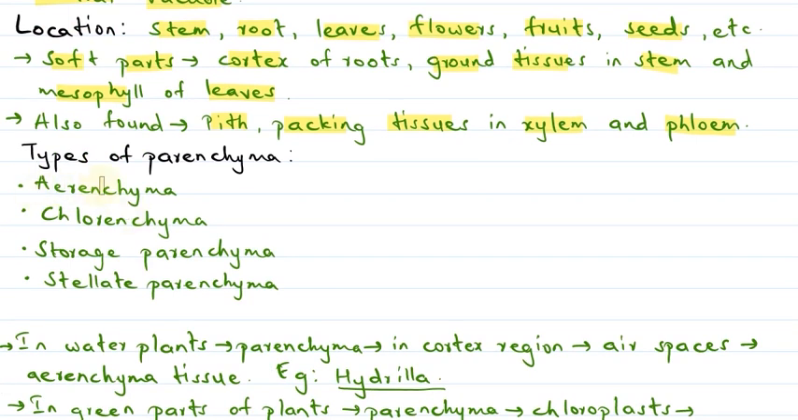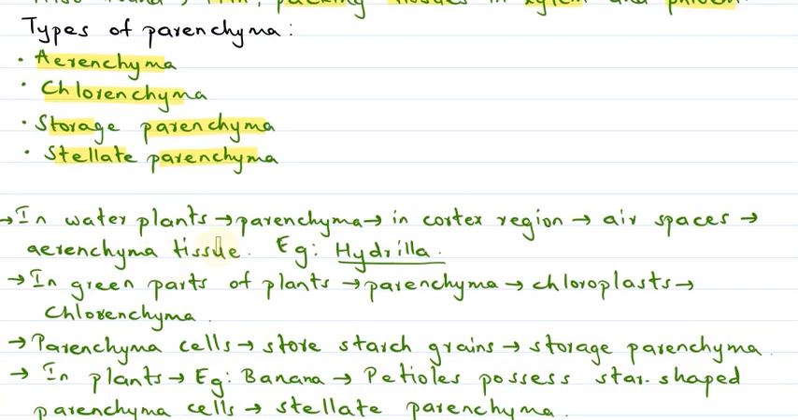There are 4 types of parenchyma tissues: Parenchyma, Chlorenchyma, storage parenchyma and stellate parenchyma tissues. In aquatic plants, the parenchyma is present in the cortex region and has large intercellular spaces known as air spaces. Such tissue present in aquatic plants is known as aerenchyma tissue. For example, it is present in aquatic plants like hydrilla.